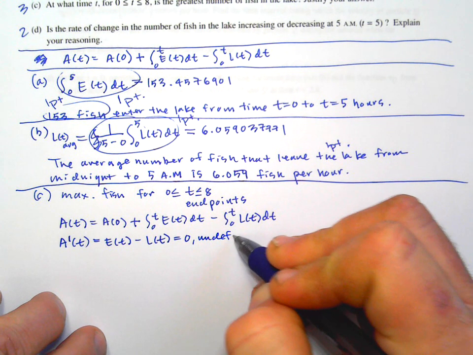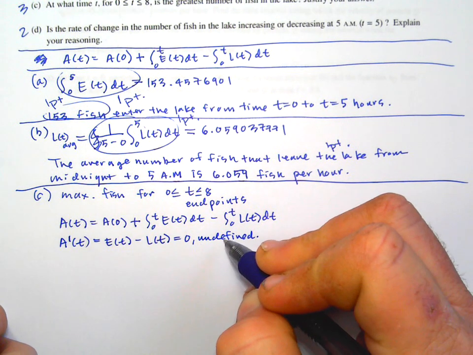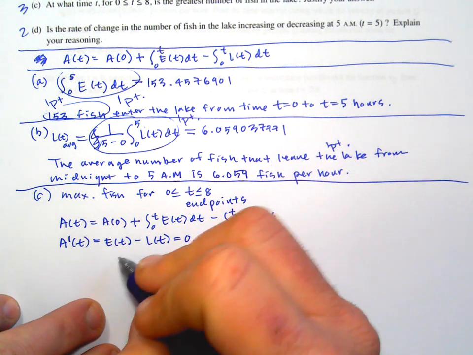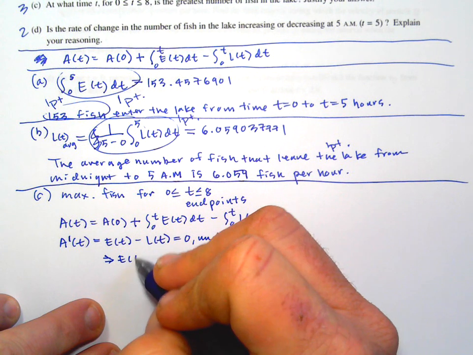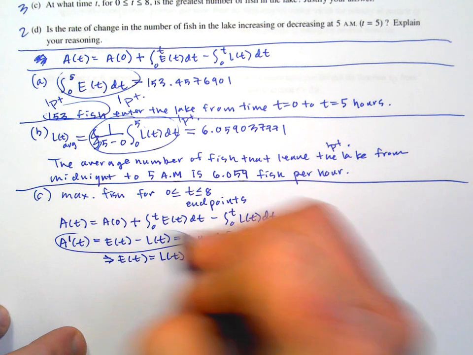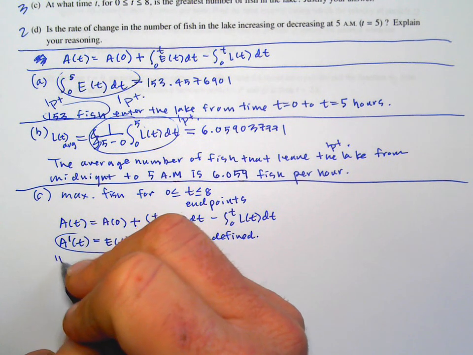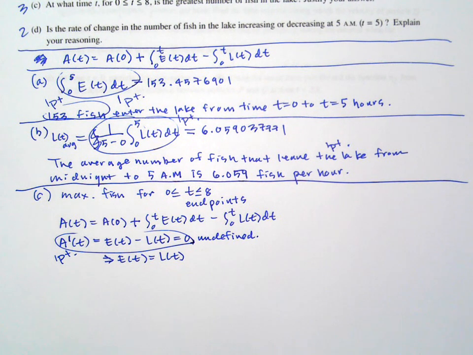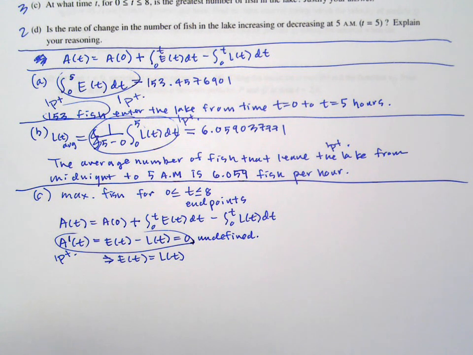You actually want to write all this stuff out. You want to write that the derivative is this, equal to 0. Now, I don't think it's going to equal undefined. So then from here, you could say that E(t) equals L(t), but don't jump to that. Show this first, okay? And in fact, that's a point right there. Having shown that is a point. Setting E(t) minus L(t) equal to 0 is a point. So you have to have E(t) minus L(t) equals 0 in your work.